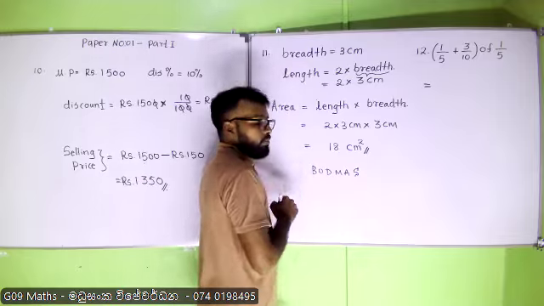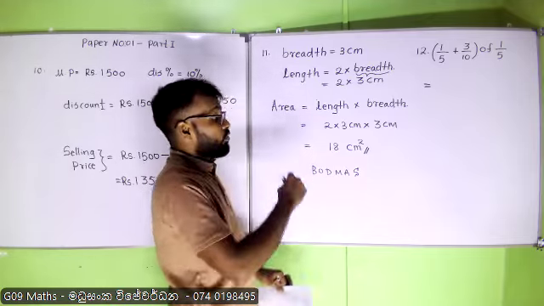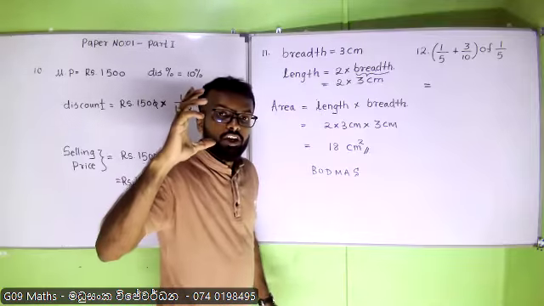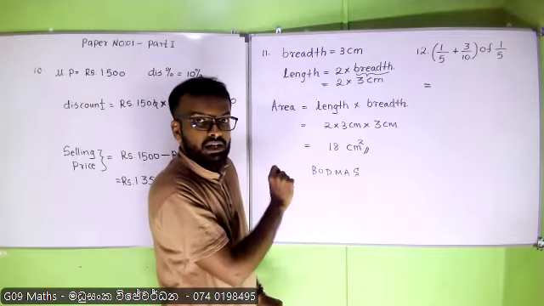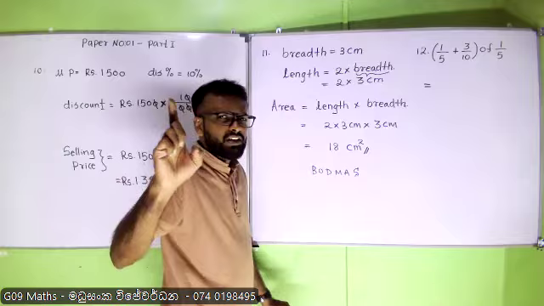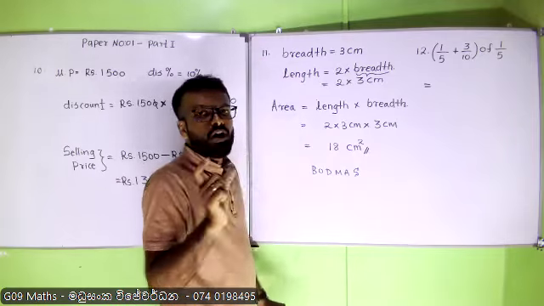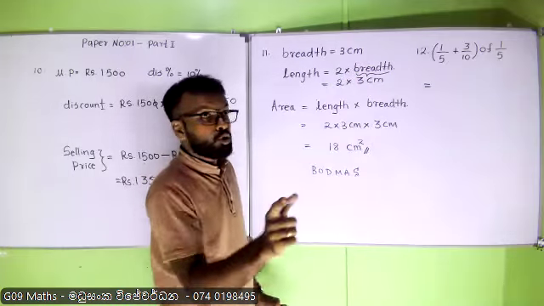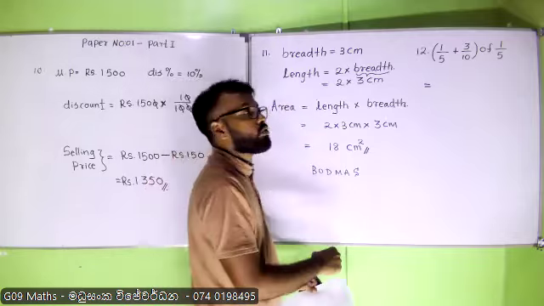B is for brackets. Do we have brackets? Yes. So we have to simplify the brackets first until we get a single fraction, because there are two fractions to be added. We have to simplify what is inside the brackets. I'm not going to touch the 'of' part.